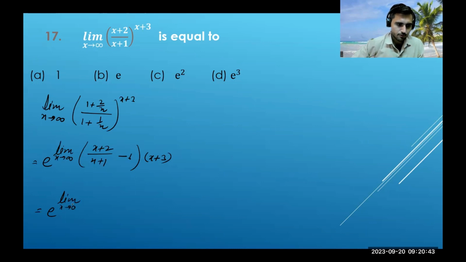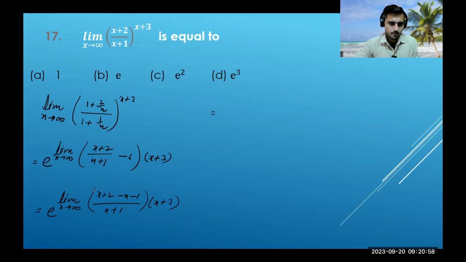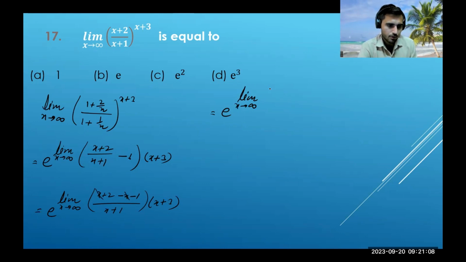limit x tends to infinity, and we'll take the LCM here. So x plus 2 minus 1 upon x plus 1. Here we have x plus 3, right? So x and minus x will be cancelled out, and e raised to the power limit x tends to infinity, and what we have is 2 minus 1, which is 1. It will not create any difference, so we'll just write x plus 3 and x plus 1, right?